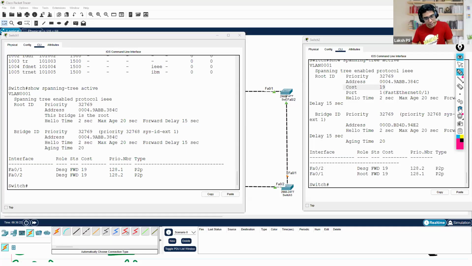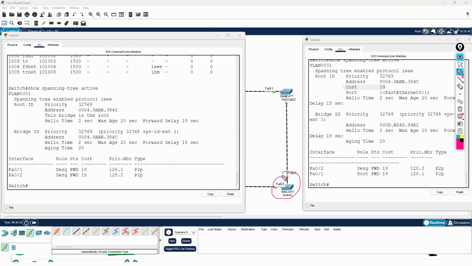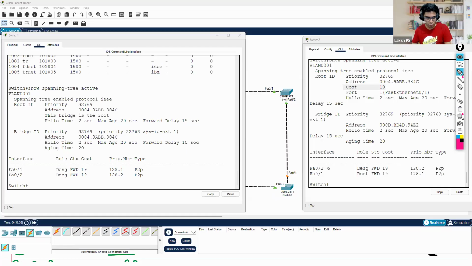Now, I can change that as well. I can make switch number 3 the root switch for VLAN number 10. I'll show you that command later. But you can make root switches different for different VLANs also. That kind of flexibility is present in spanning tree protocol. It will not happen automatically, because you have to explicitly configure it. And as I said, this number is 32769.